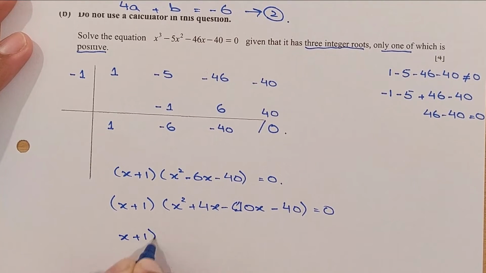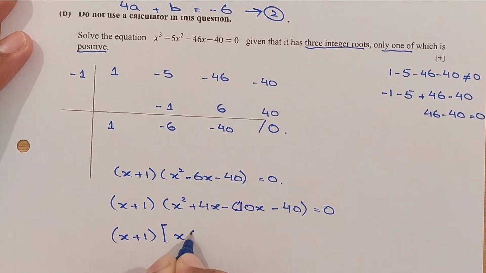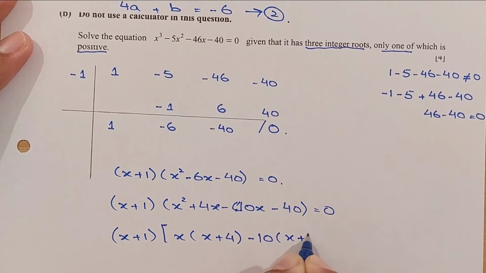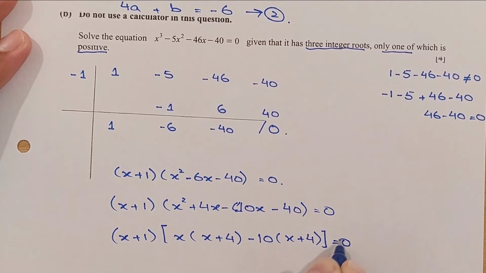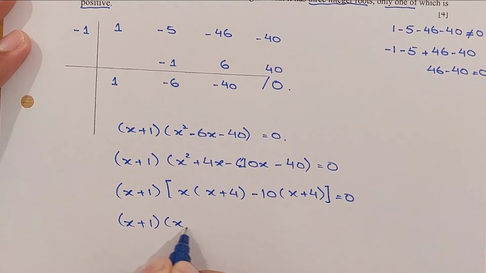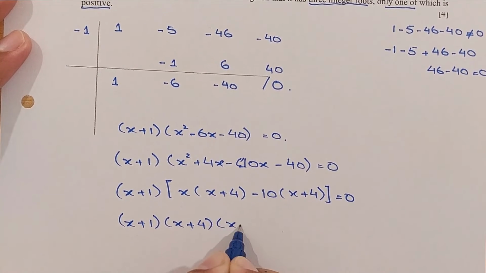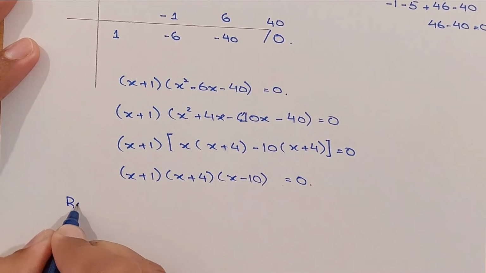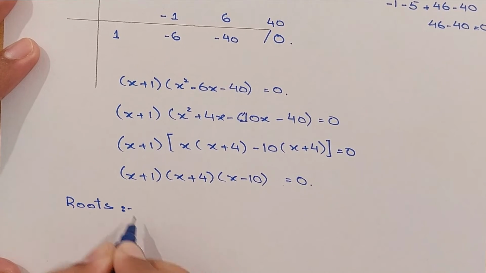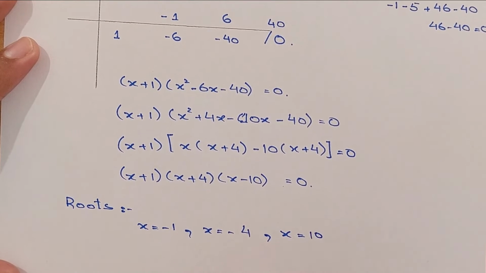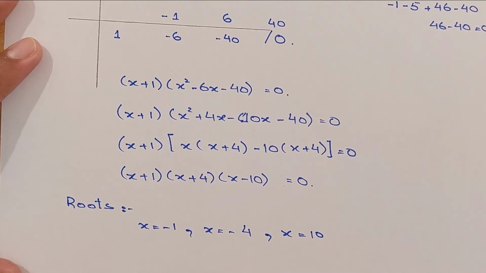So x plus 1. Here x is common. x plus 4 minus 10 is common. x plus 4. This is equal to 0, right? So we have x plus 1, x plus 4, and x minus 10, right? So the 3 roots we have to find are x equals negative 1, x equals negative 4, and x equals 10. So only one root is positive and the other 2 roots are negative.